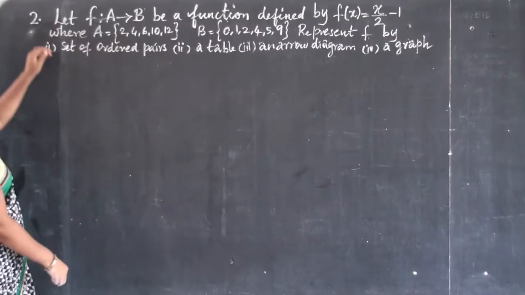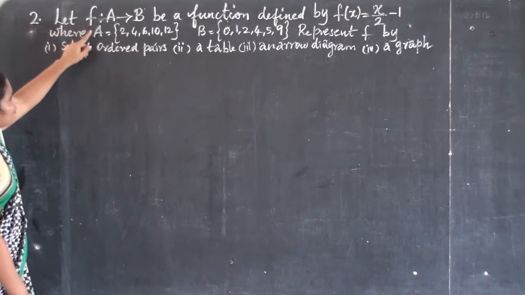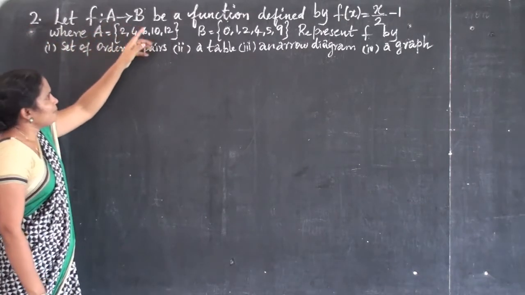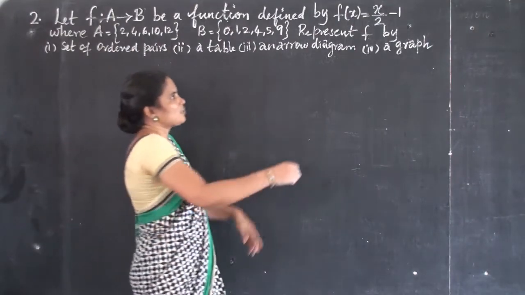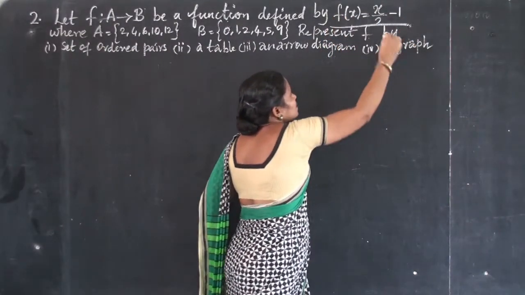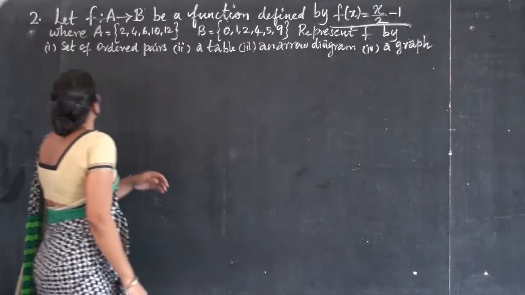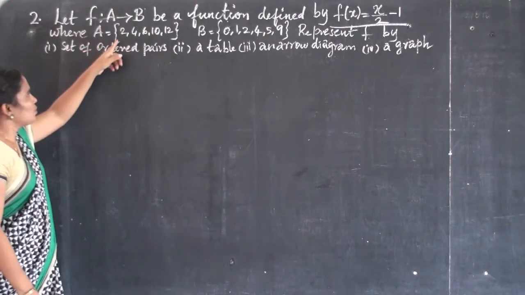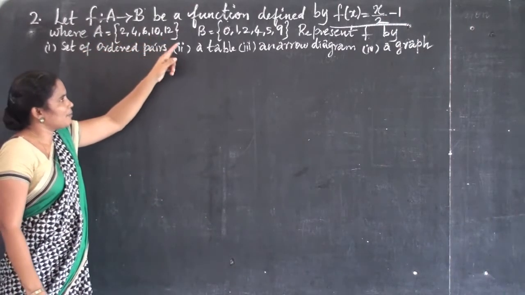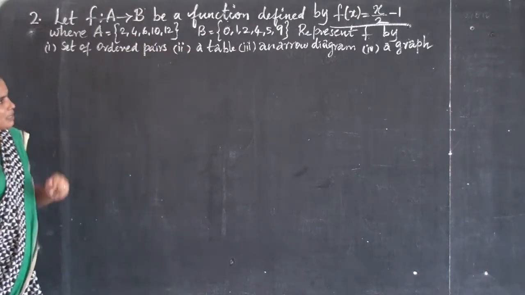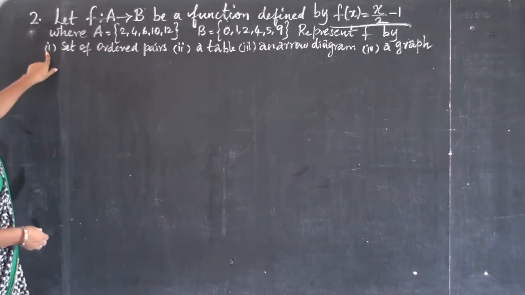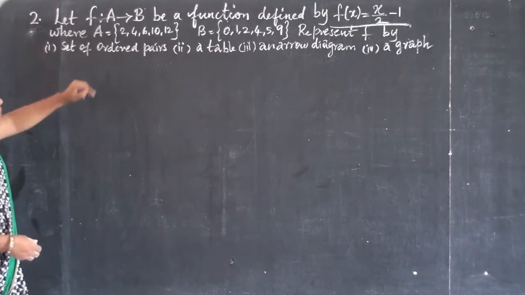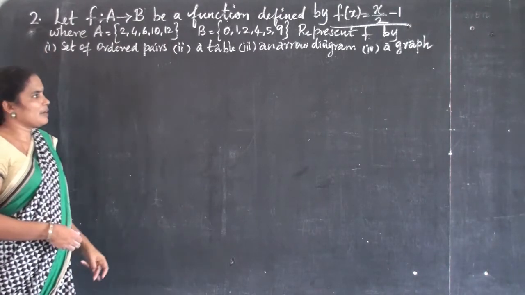Okay. Look at question number 2. Let f: A to B be a function defined by f of x is equal to x divided by 2 minus 1, where A is equal to 2, 4, 6, 10 and 12, and B is given with some elements. Represent f by 4 representations of a function: a set of ordered pairs, a table, an arrow diagram and a graph.